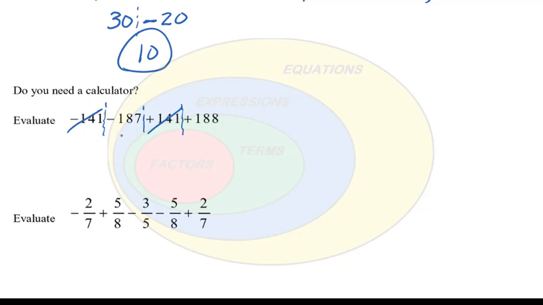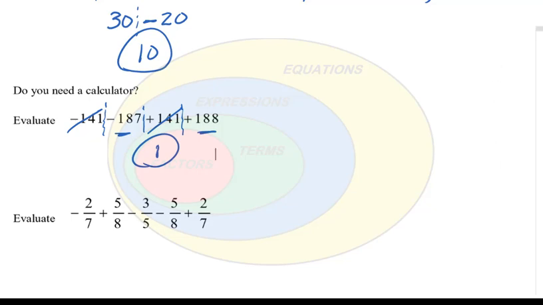So the terms we need to combine are a -187 and a positive 188. And the nice thing about these numbers, they're opposites, but they're only one apart from each other. So if you have $188 in your pocket and you owe 187, then you still have $1 left. Those are actually nice numbers to combine because they're so close together.